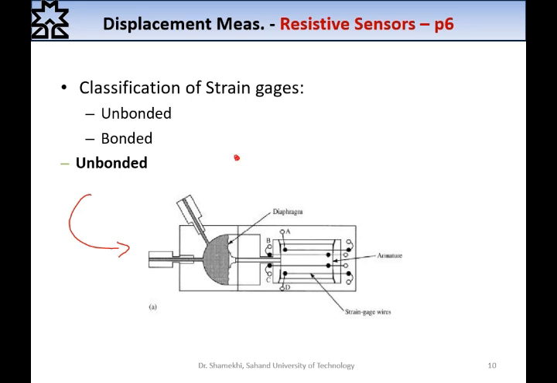Unbounded means we have a wire placed between 2 points, and other parts of this wire are unbounded, and only these 2 points are in our hands to strain or to compress.